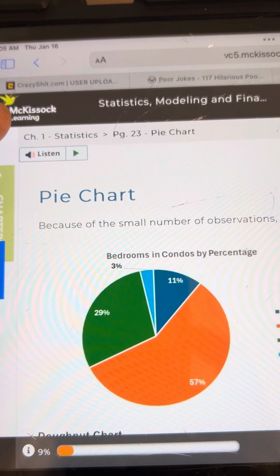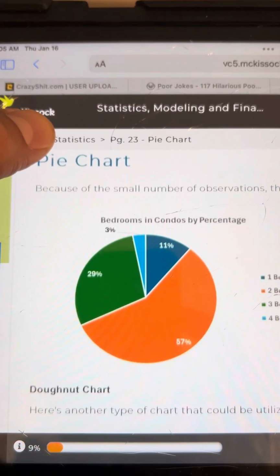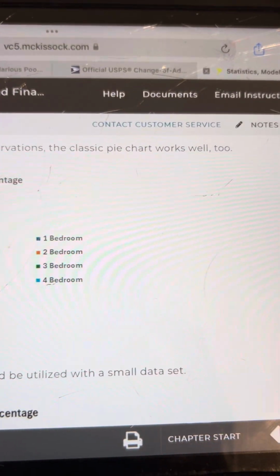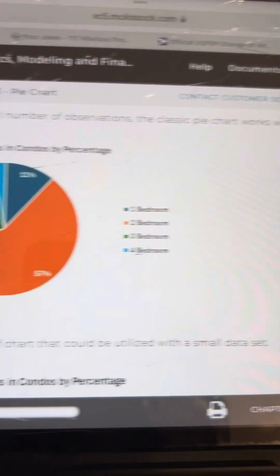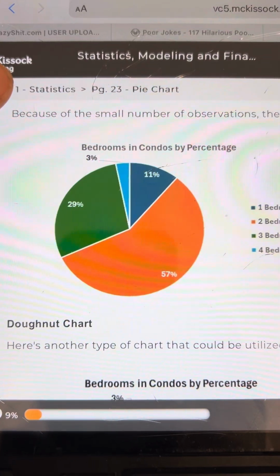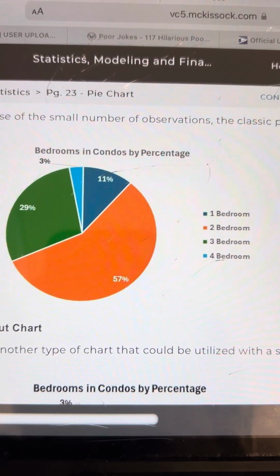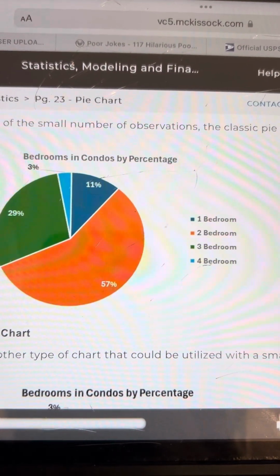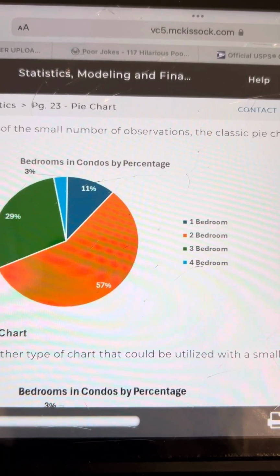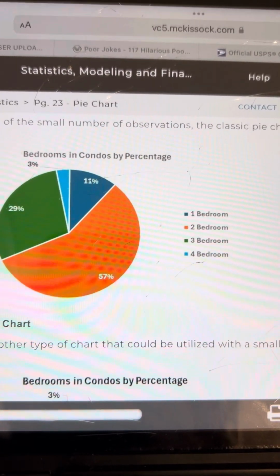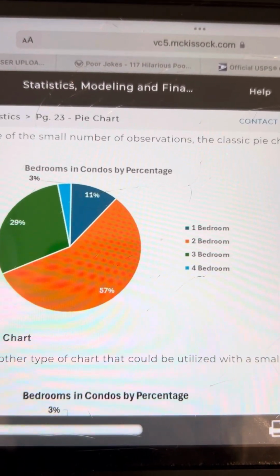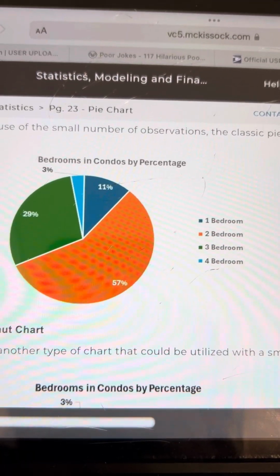Page 23, pie chart. Because of the small number of observations, the classic pie chart works well too. It shows 57% was 2 bedrooms. It shows 11% was 1 bedrooms. It shows 3% for 4 bedrooms and 29% for 3 bedrooms.